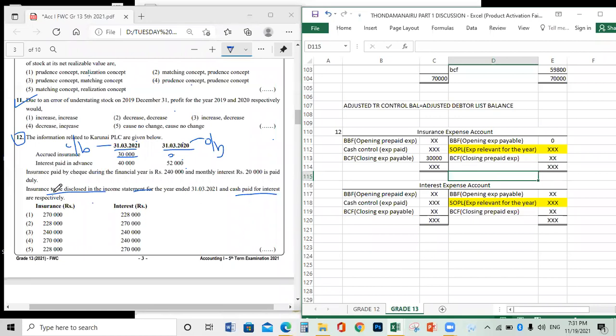Next, they say interest paid in advance. Is interest paid in advance an asset or a liability? What do you think?